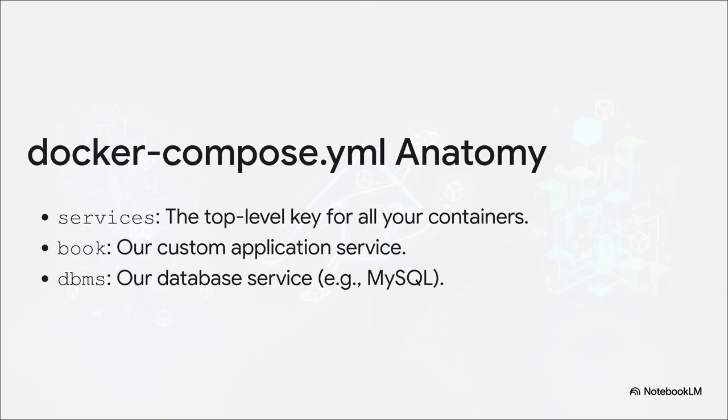See that top-level key? It's called services. Underneath that, we define each of our containers. In this example, we've got two of them. One we've named book, which is our custom app, and another one called DBMS for our database.